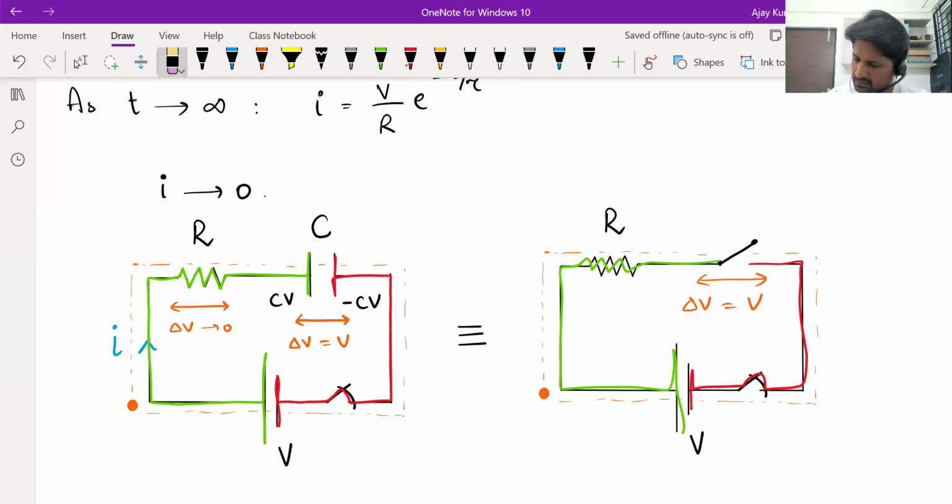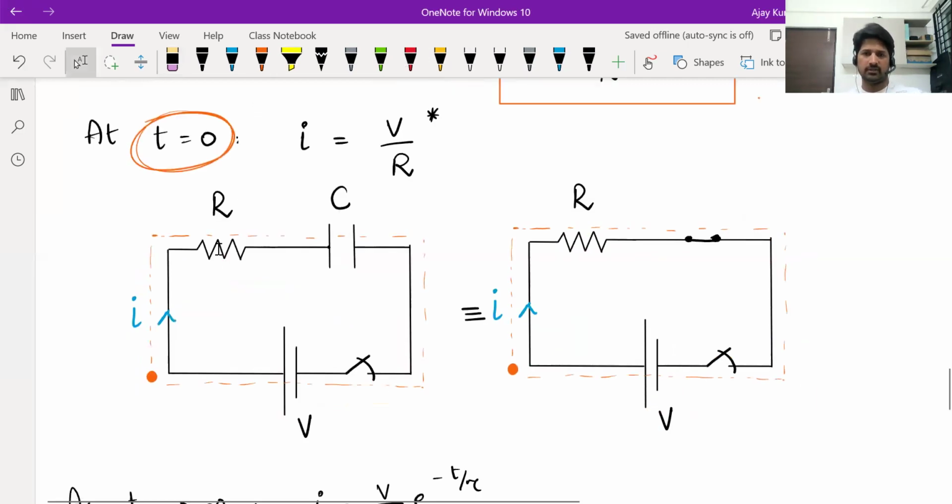Fine. But questions like this are quite common. You'll be asked what is the final current in a circuit, or the initial current in a circuit. So finally, when the capacitor is fully charged, remember it behaves like an open switch. Initially, when the capacitor is not charged at all, it behaves like a closed switch, simply like a wire.